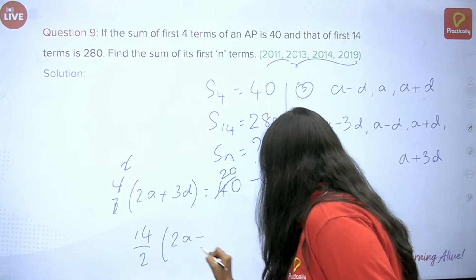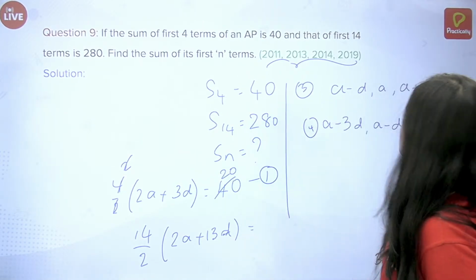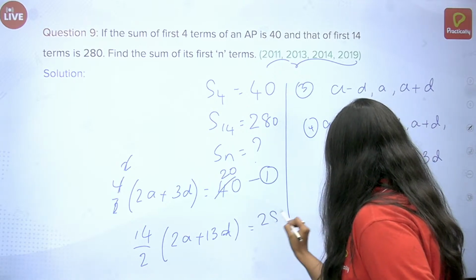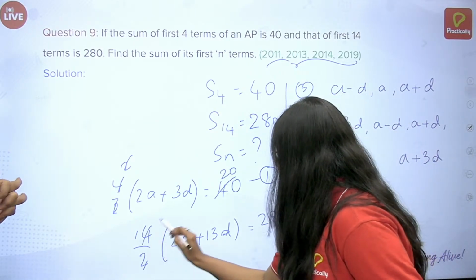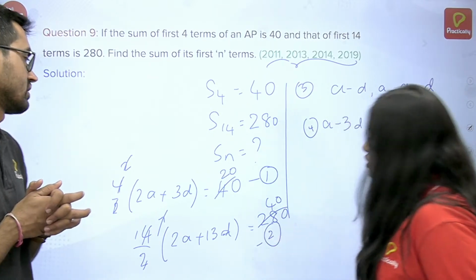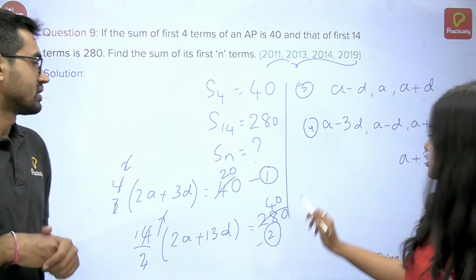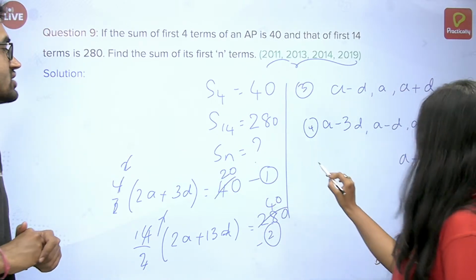2a plus 13d. Right. Is equal to how much? 280. So 740. So this times 2a plus 3d, 13d. Which is very easy because both have 2a. So 20 minus 3d equals 40, 10d is equal to 30, 20, d is equal to 2.